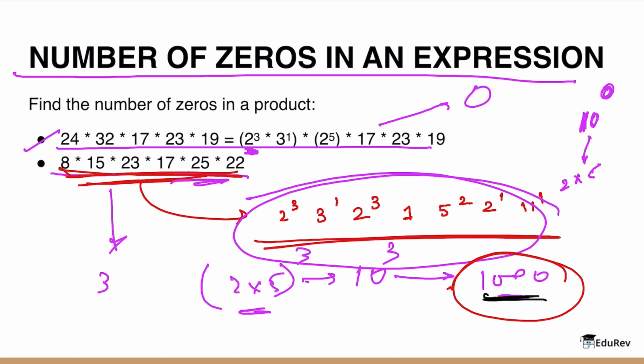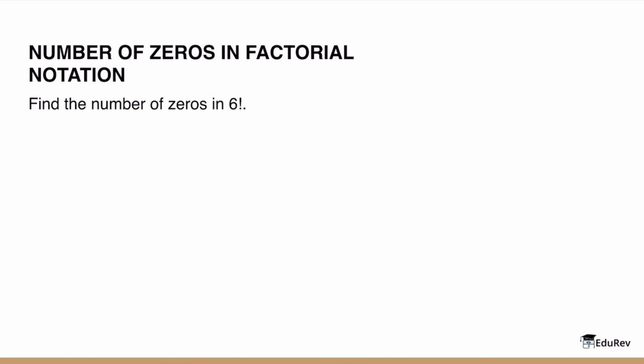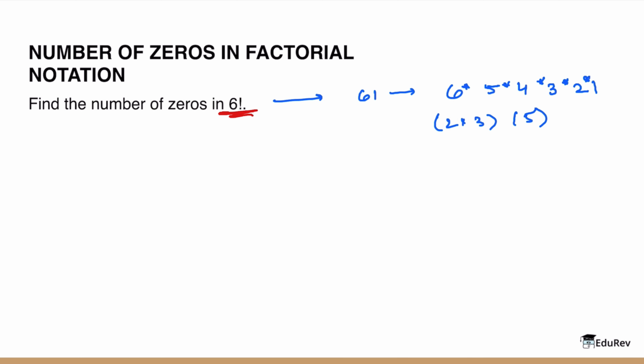Now, we have found the number of zeros in an expression. Let's find out the number of zeros in factorial format as well. The factorial which I am using is 6 factorial. I can write 6 factorial as 6 into 5 into 4 into 3 into 2 into 1. I am multiplying all of these. So, 6 can be written as 2 times 3, 5 stays as it is, 4 can be written as 2 times 2, and 3, 2 and 1 stay as they are.